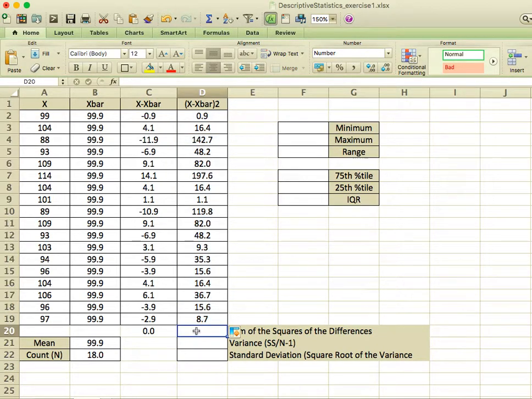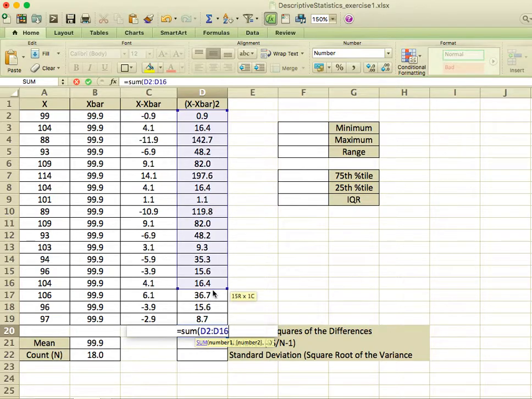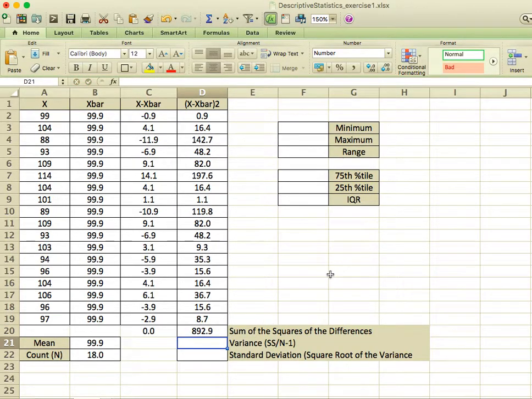So I'm going to add up the sum of all of those squares. And the total comes out to be 892. Well, that's very interesting. The bigger this total is, the bigger the variability of the values is. Does that make sense to you?